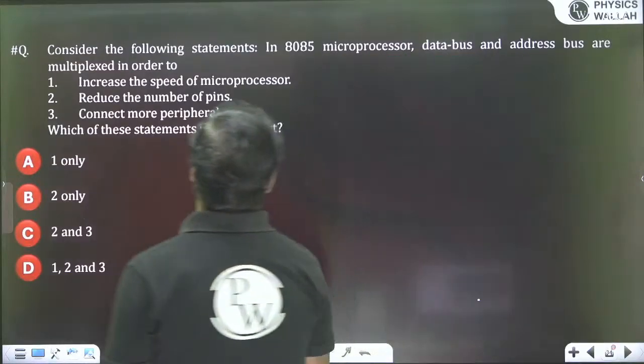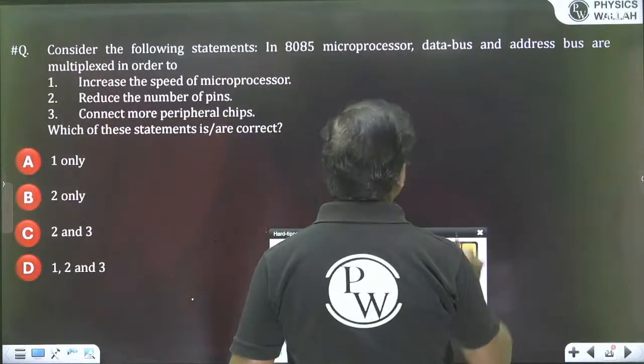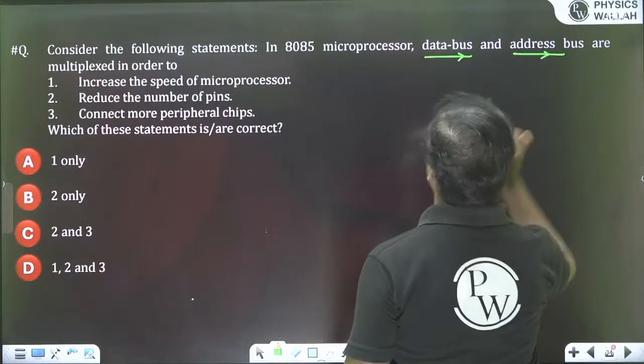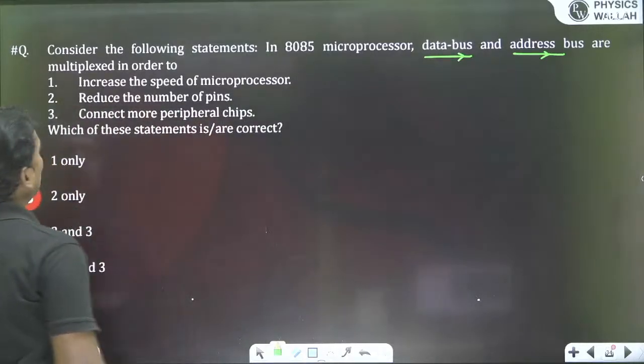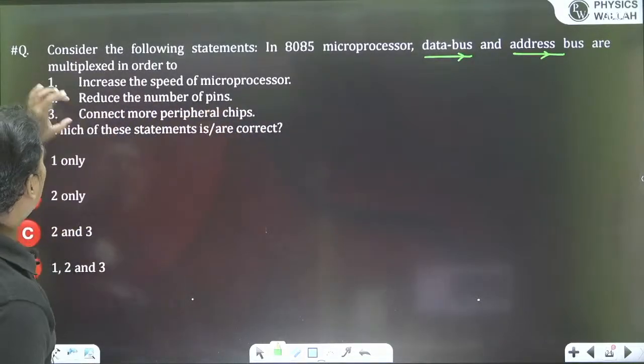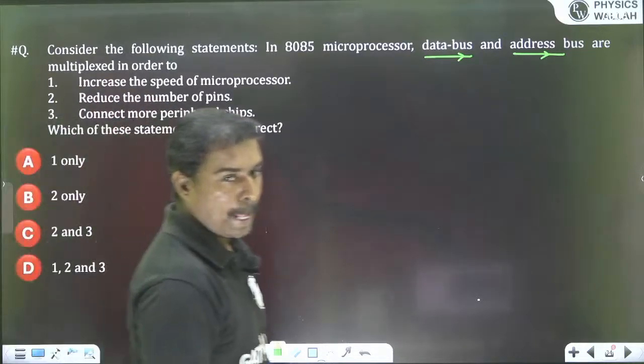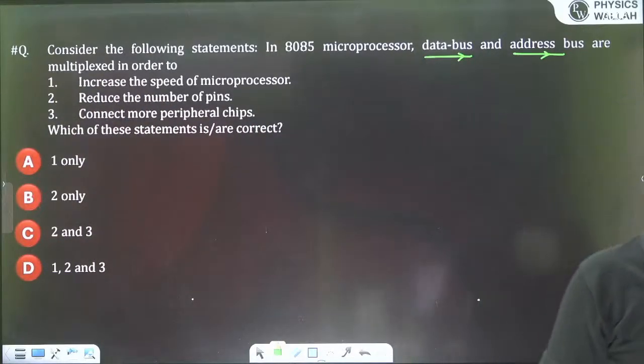Consider the following statements in the 8085 microprocessor. Data bus and address bus are multiplexed in order to: one, increase the speed of the microprocessor; two, reduce the number of pins; three, connect more peripheral chips. Which of these statements are correct? Try to answer this question here.